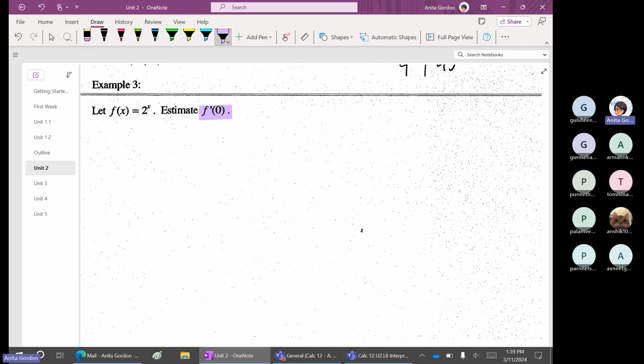We want to evaluate this where x is 0. So let's take the general limit again. The limit as h goes to 0 of 2 to the x plus h, now in the exponent, because that's where my function is, minus 2 to the x, all over h.